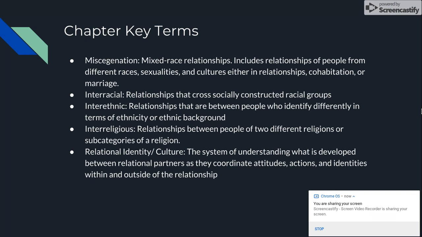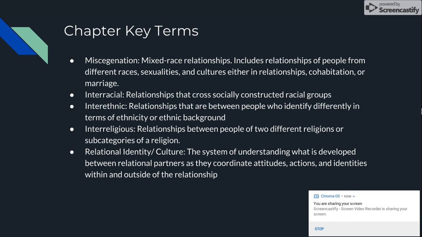So some of the key terms, I apologize if I mispronounce any of these. You have miscegenation, which is a mixed race relationship. This includes people from different races, sexualities, and so long as they're sharing a space together. Interracial is relationships that cross socially constructed racial groups.